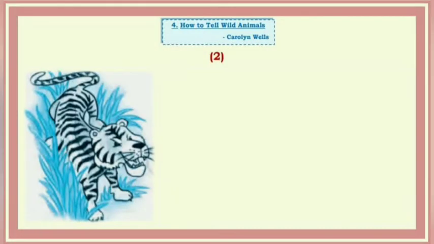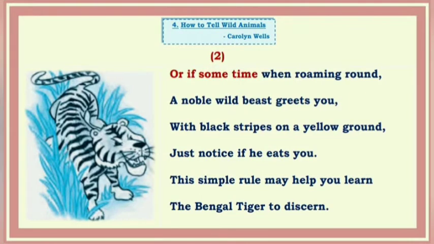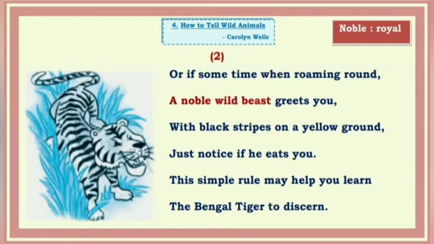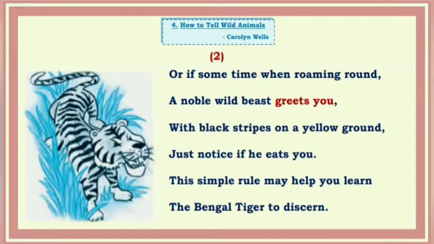In the second stanza, the poet describes the Royal Bengal tiger. She says, or if sometime, और अगर किसी वक्त, when roaming round, जब आप यहाँ वहाँ घूम रहे हो, a noble wild beast, एक ऊंची जाति का जंगली जानवर, with black stripes on a yellow ground, जिसकी येलोइश स्किन पे काले पट्टे हो, greets you, आपका स्वागत करता है.